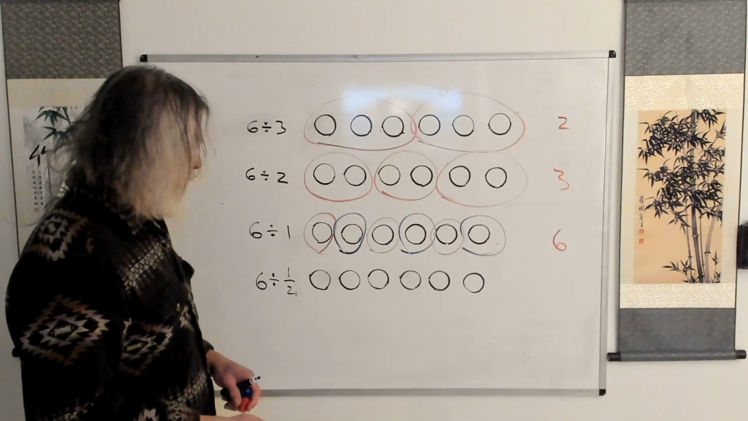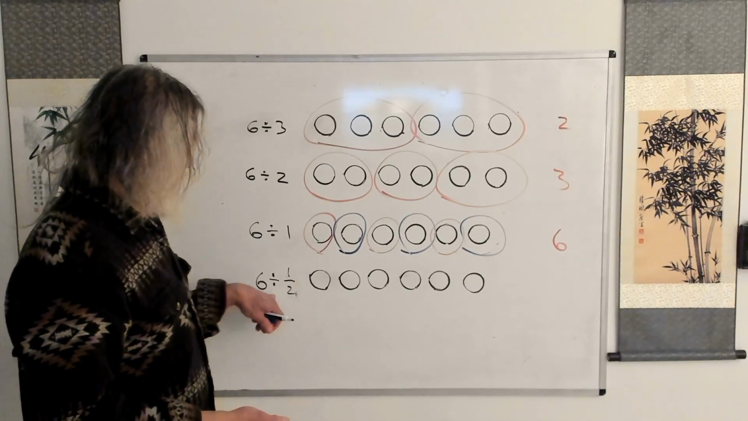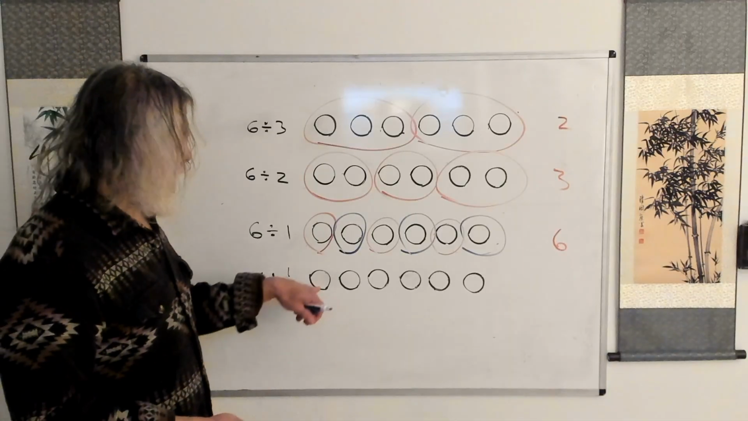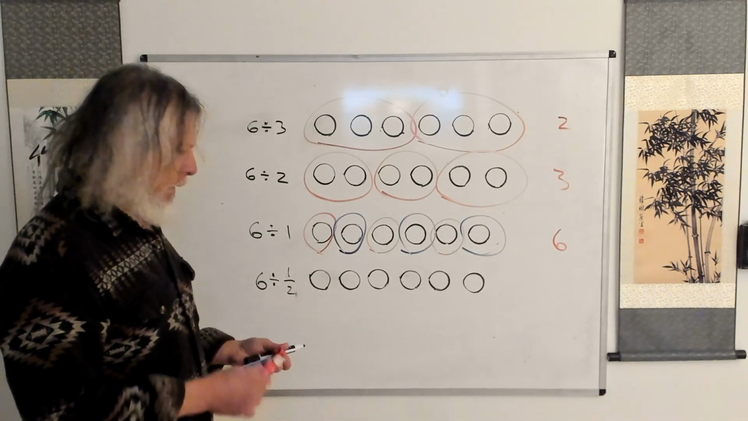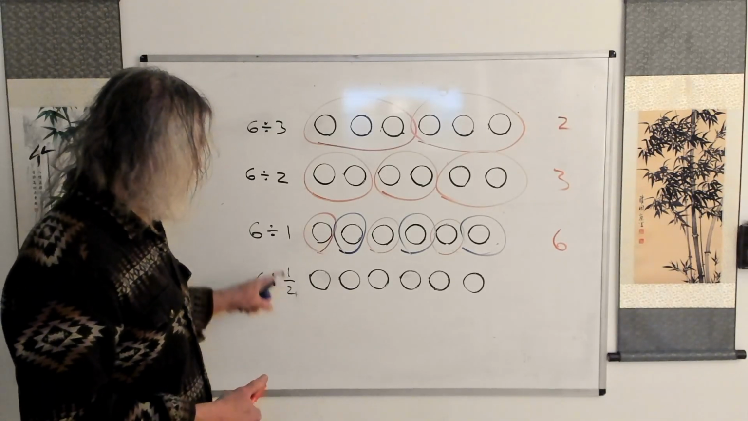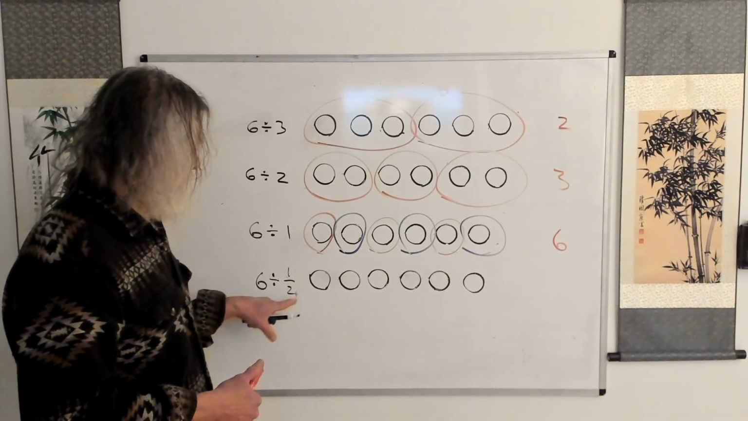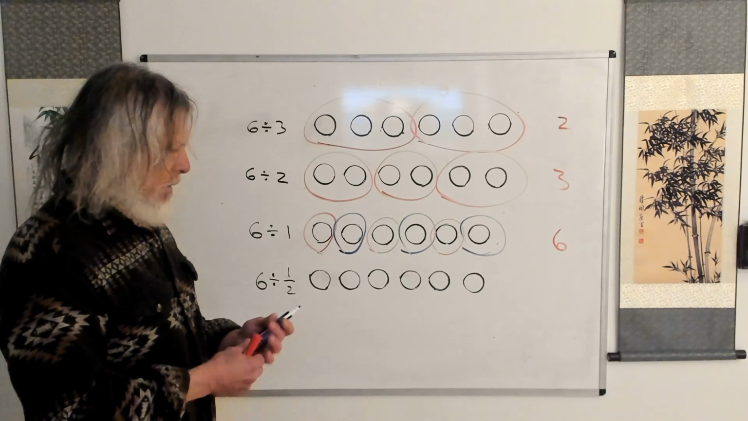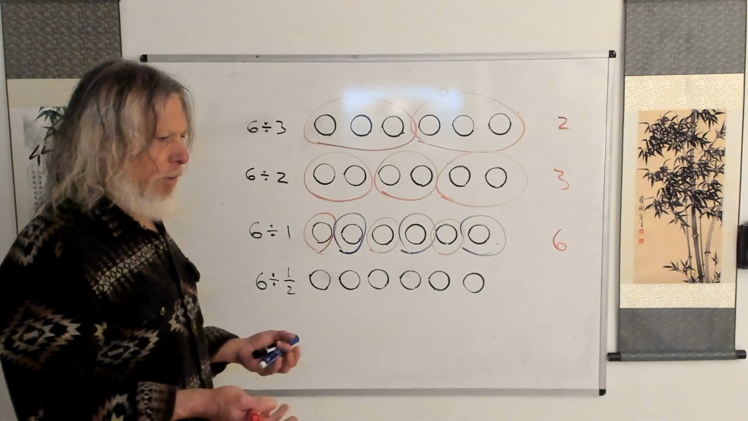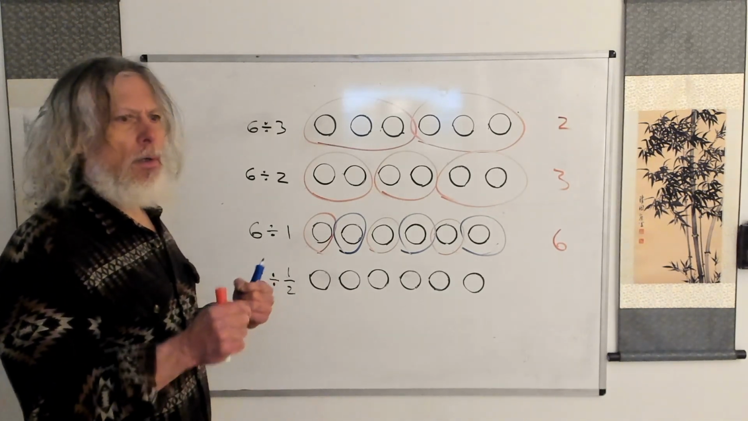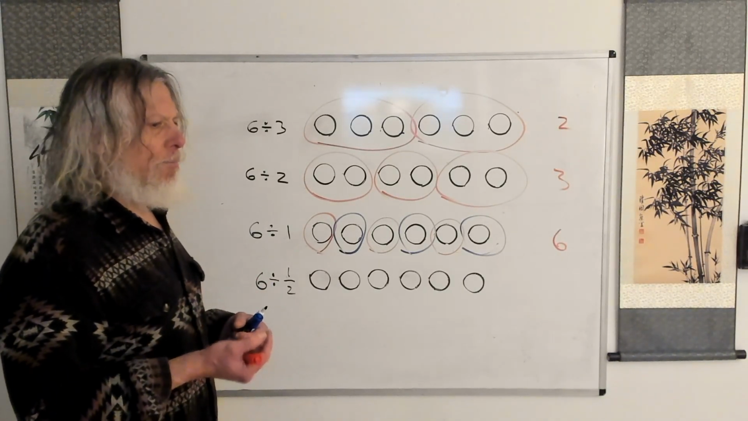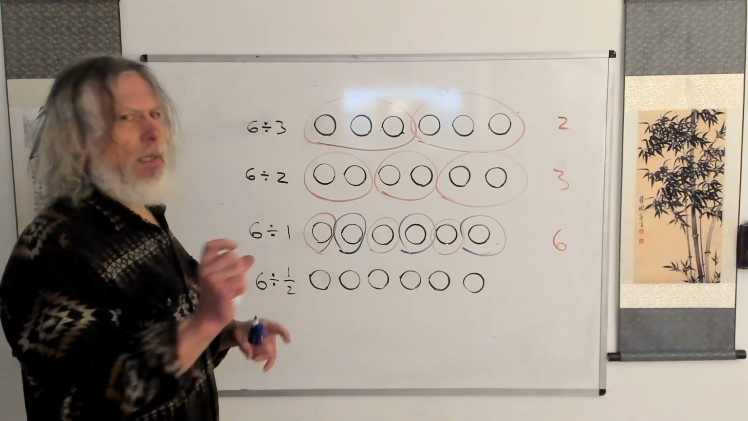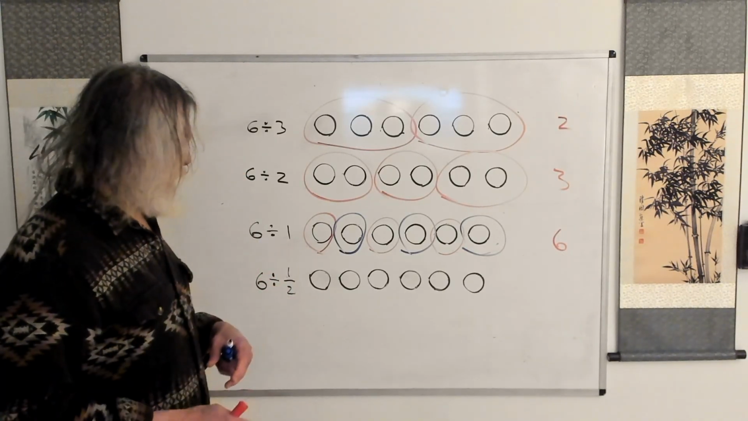But what about here? If we have 6 divided by half, we need to take half of this. We got the whole thing. We got to cut it into 2 equal parts, 1 of 2 equal parts. That's what a proper fraction means. 3/4 is 3 of 4 equal parts of something. 7/11, you get something, divide it into 11 equal parts, and take 7.